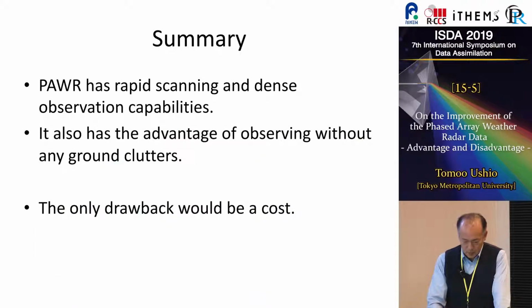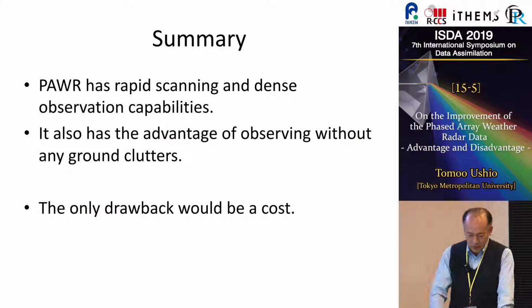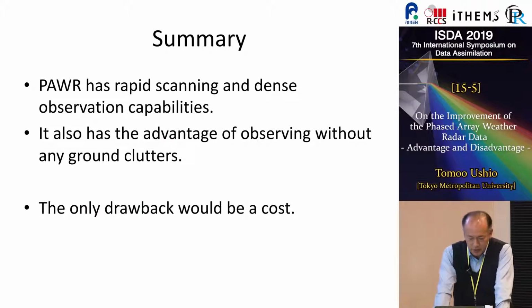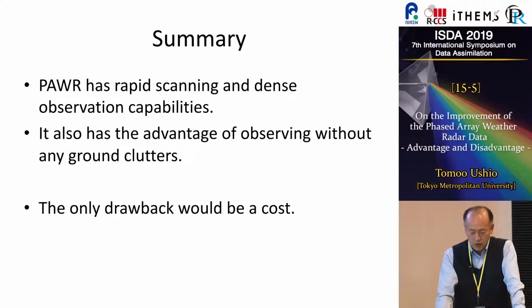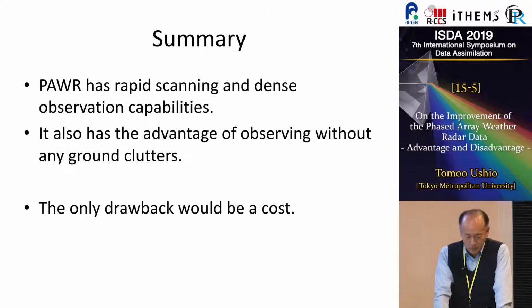So here is a summary. Of course, the phased array radar system has rapid scanning and dense observation capabilities, but it also has the advantage of observing without any ground clutter. Probably the only drawback will be the cost. So that's all. Thank you.